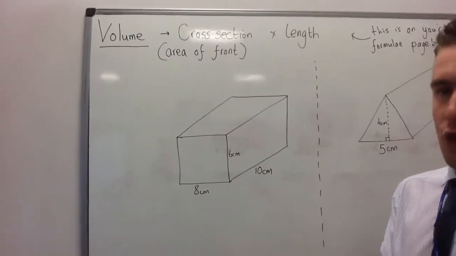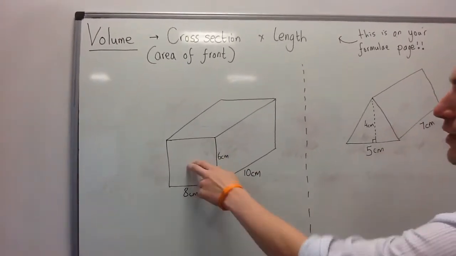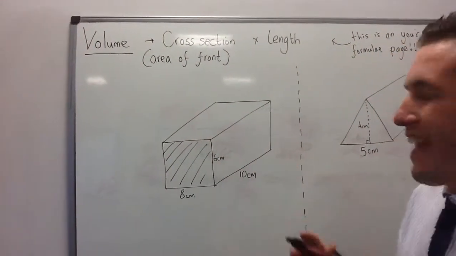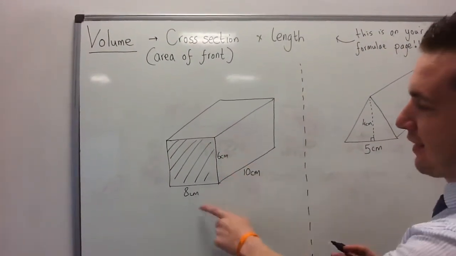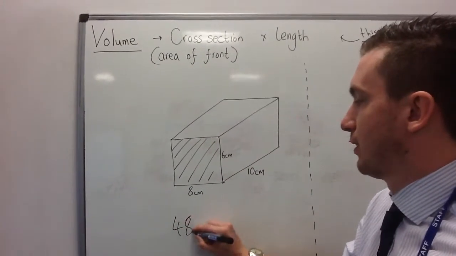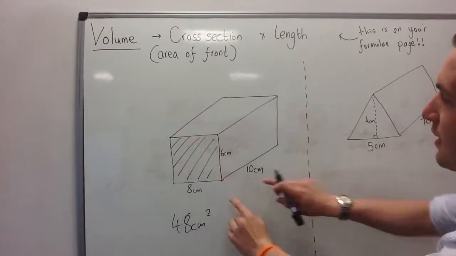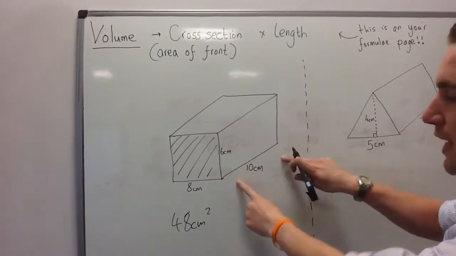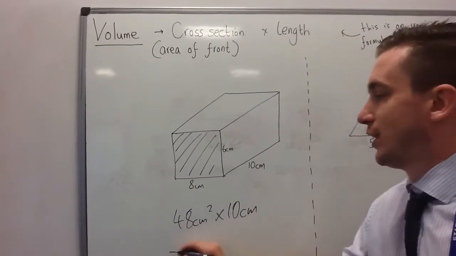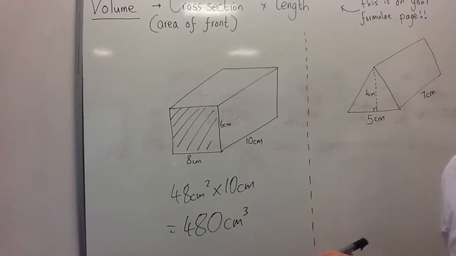Find the area of the cross section. The cross section is the front of the shape that's shown in the diagram. So in this case, we've got this rectangle at the front. The area of that, 6 times 8, base times height, 48 centimetres squared. That's the area of the front. We now times that by the length of that shape, 10. So 48 centimetres squared times 10 centimetres gives us 480 centimetres cubed.